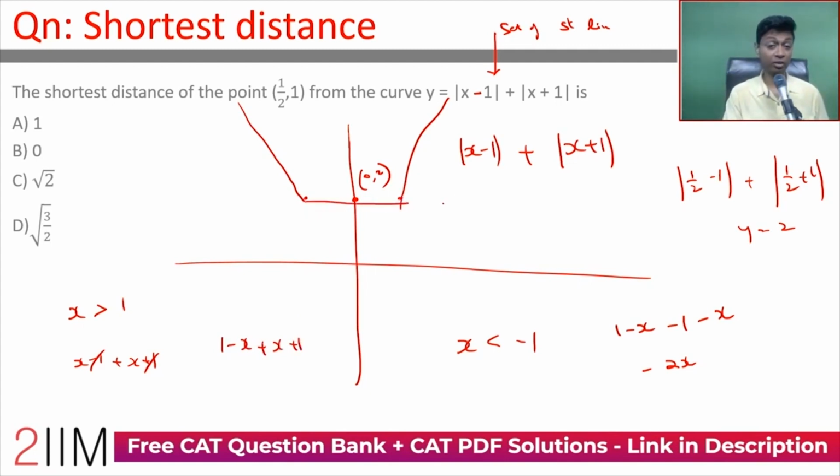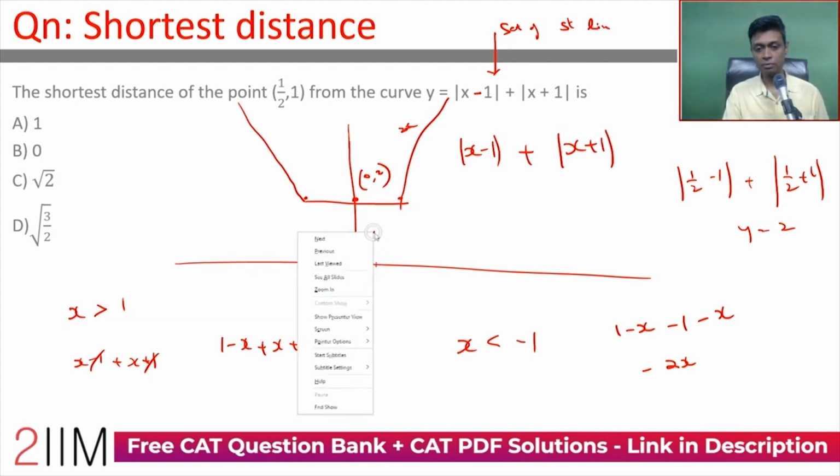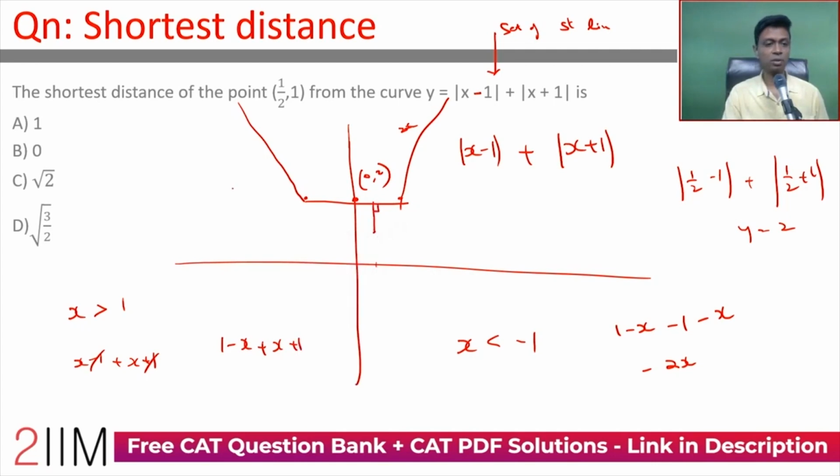So there's a point like this. It is 2 from minus 1 to 1, and then a curve with a slope of plus 2 here, slope of minus 2 here. Curves going up. You're looking at a point half comma 1. The shortest distance will be this perpendicular distance, which will be 1 unit.